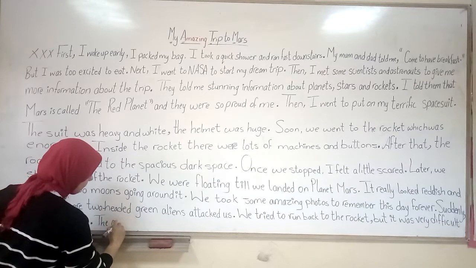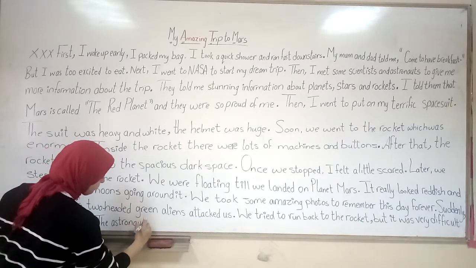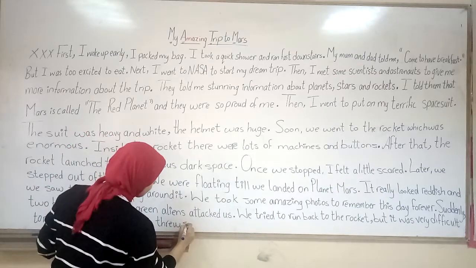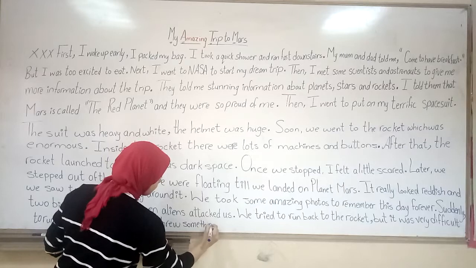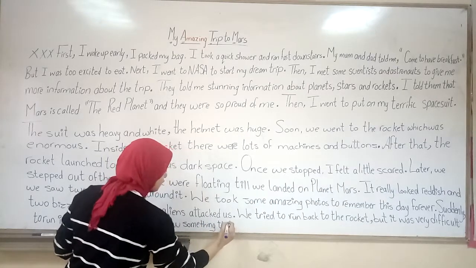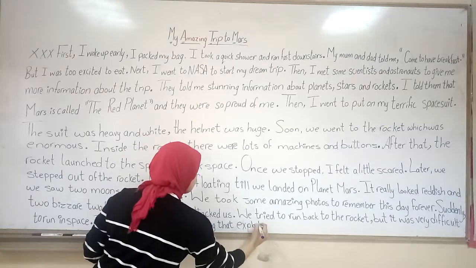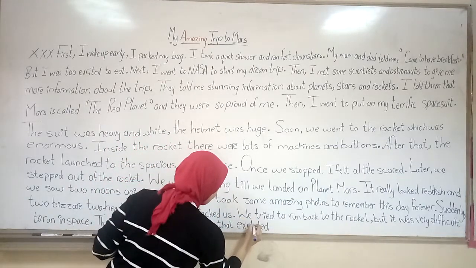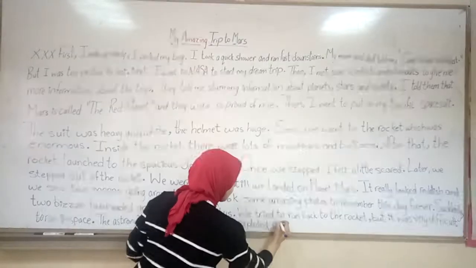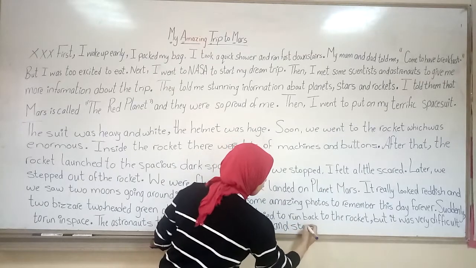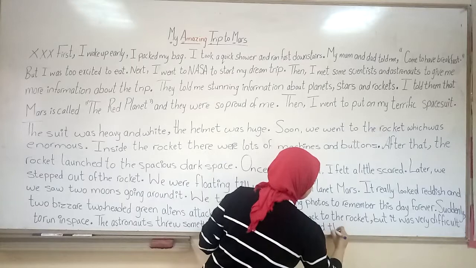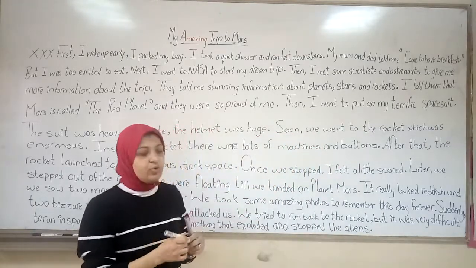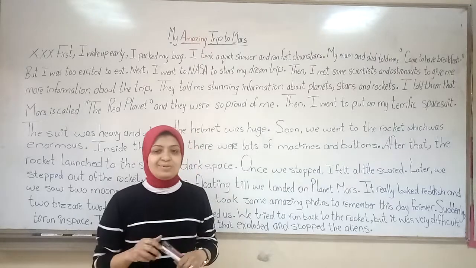The astronauts threw something that exploded. What do we mean by exploded? Boom. Exploded and stopped the aliens. Finally, we ran back to the rocket as fast as we could, and we went back home safely.